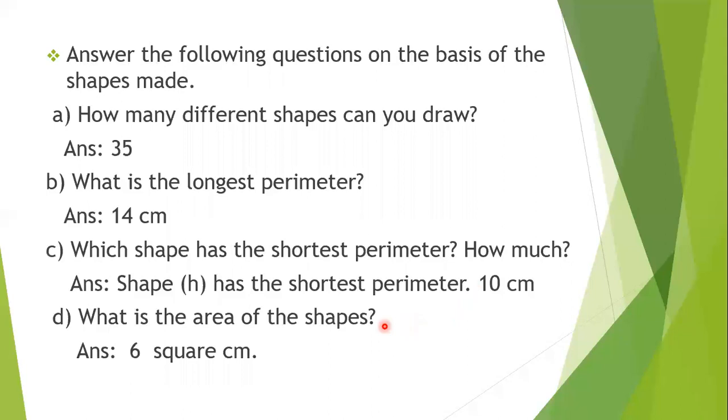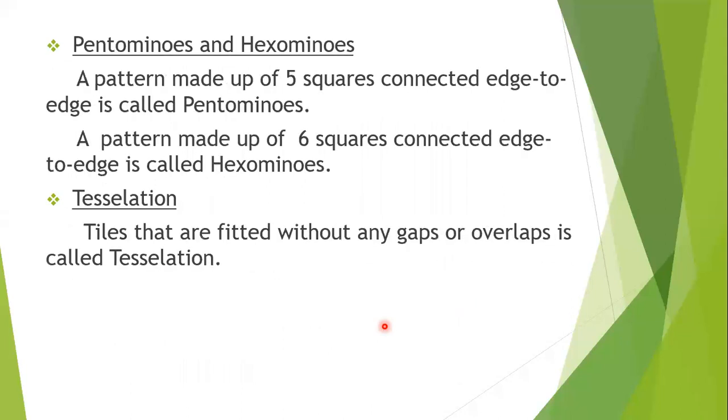Now, what is the area of the shape? How many squares have we used? We used 6 squares in each case. For making each shape we used only 6 squares. So the area of the shape is 6 square centimeter. Now, we are going to learn some definitions. It is given in the workbook. See, in the last session, I had shown the shapes formed of 5 squares, and in this session, you have seen the shapes formed of 6 squares.